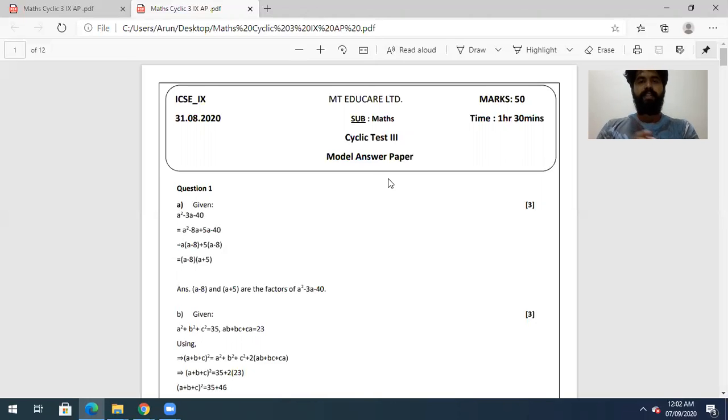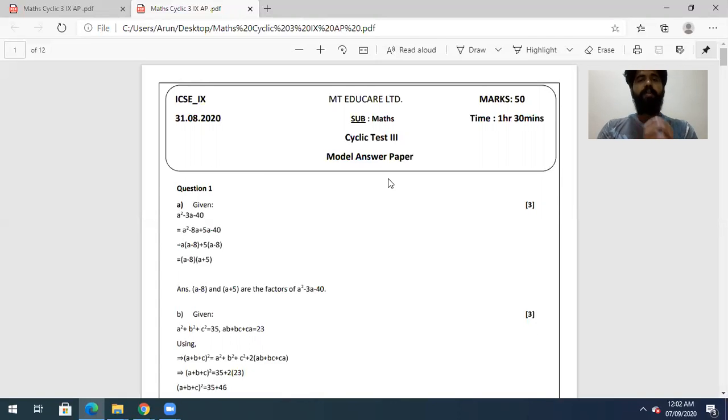So product of first number and third number: 1 into minus 40 gives us minus 40. Now you have to think of two numbers which when multiplied give you minus 40 and their sum has to be equal to minus 3. So on factorization, we get the numbers as minus 8 and plus 5. So we have a square minus 8a plus 5a minus 40.